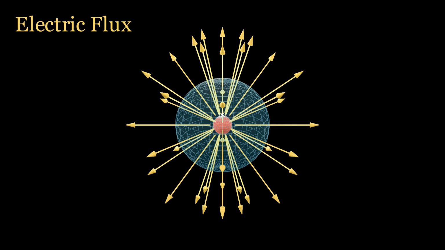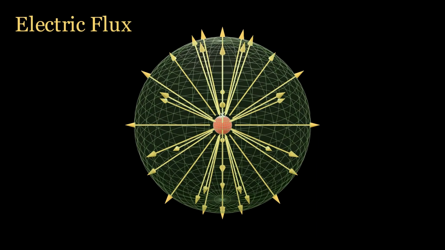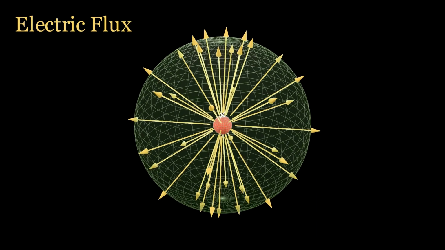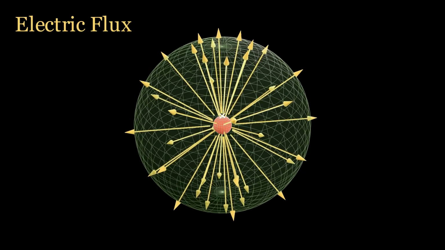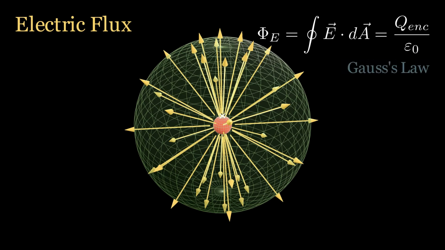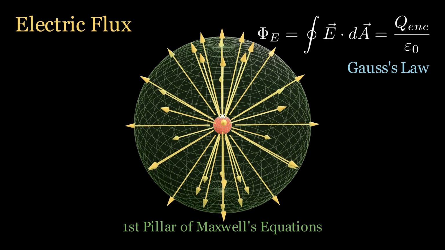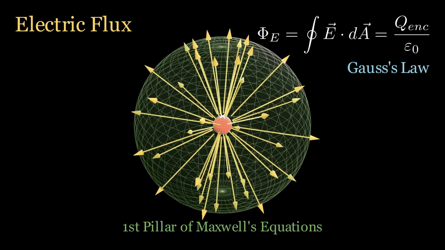And here is the beautiful part. It doesn't matter if that sphere is the size of a tennis ball or the size of the planet Jupiter. The total number of lines piercing the surface remains exactly the same. This profound realization is known as Gauss's law. It tells us that the total electric flux out of a closed surface is completely tied to the charge enclosed inside it. It is the very first pillar of Maxwell's equations, which govern all of electromagnetism.